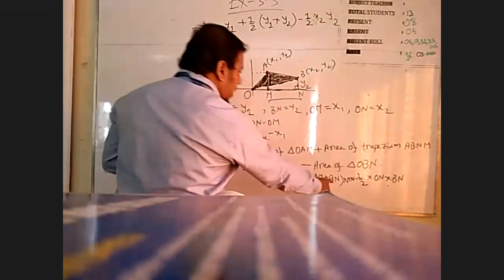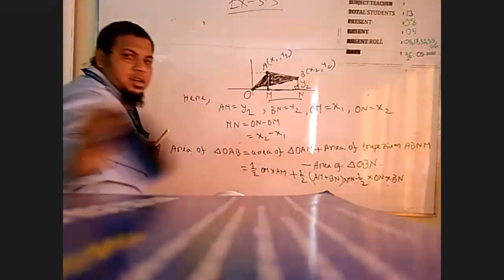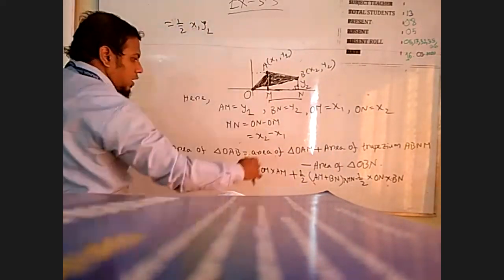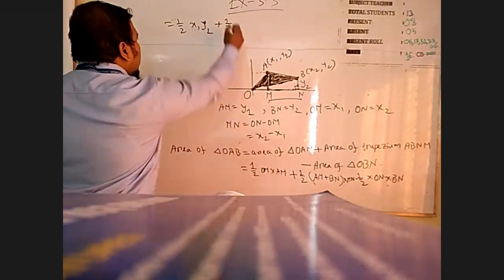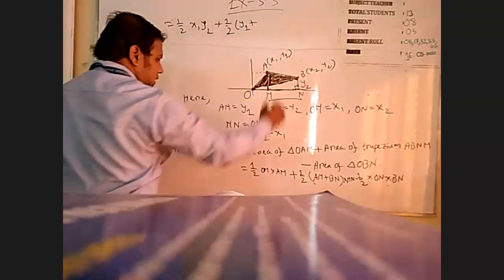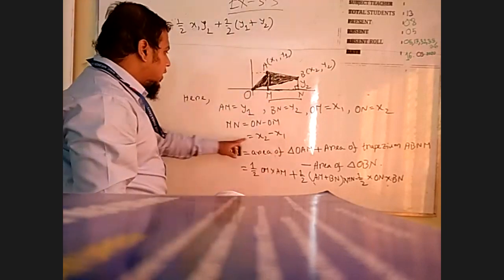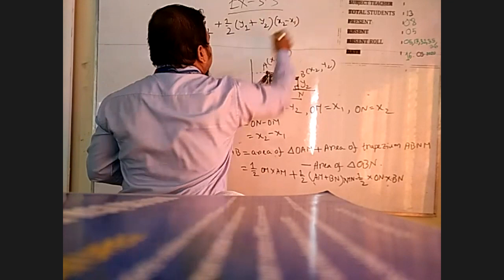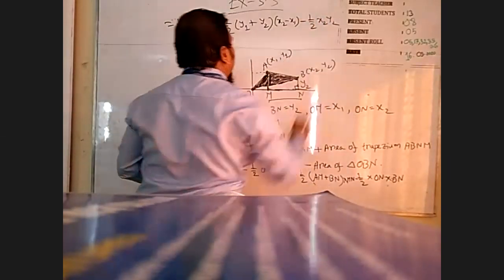Sorry, I skipped MN again, I am writing it again. It is half x1 y1, then plus, what is AM? AM is y1, plus BN is y2, and MN is x2 minus x1, into that, minus half x2 y2.